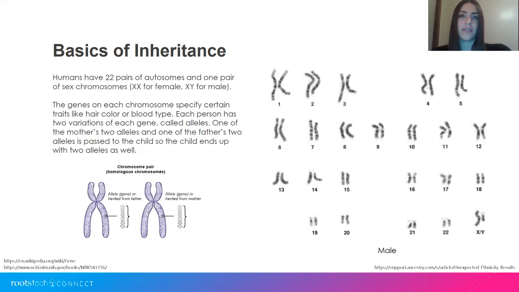These genes have different variations, which are called alleles. These alleles, different versions of the same gene, are what determine whether you have freckles or not, or whether you have brown or blonde hair, for example. Each of your parents has 2 alleles or copies of each gene, and they pass down 1 copy so that you have 2 copies too.